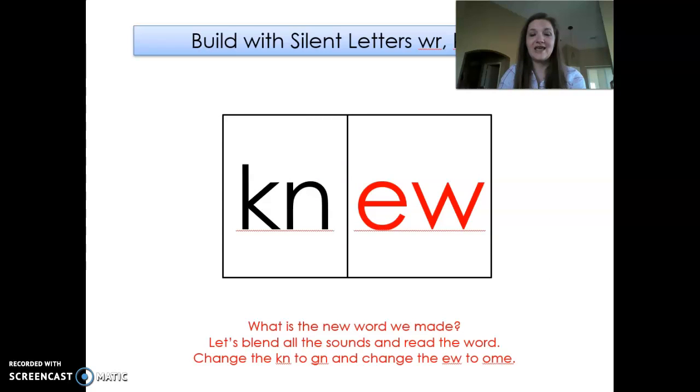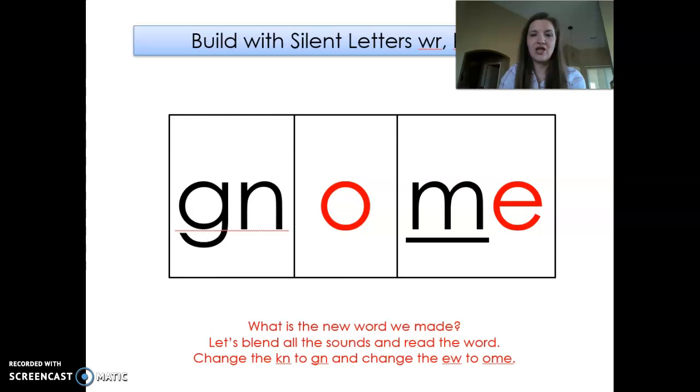Change the KN to a GN and change OO to OM. What's the new word? Gnome.